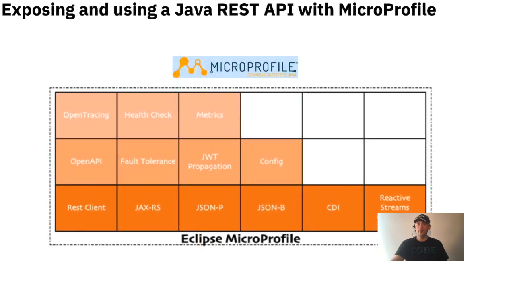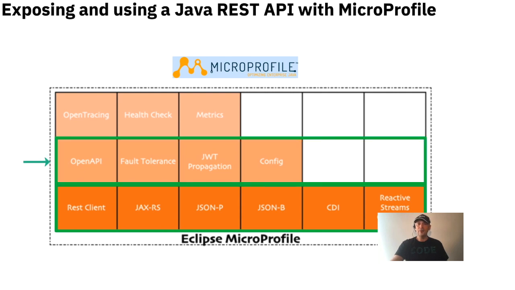MicroProfile is built to optimize Java Enterprise for a microservices architecture and has three major layers of functionality. The bottom layer represents the help for the implementation of RESTful services. The middle layer is for writing microservices so that they can be operated and managed at scale. And the top layer contains tools to help to write observable microservices that enable us to detect and diagnose issues.